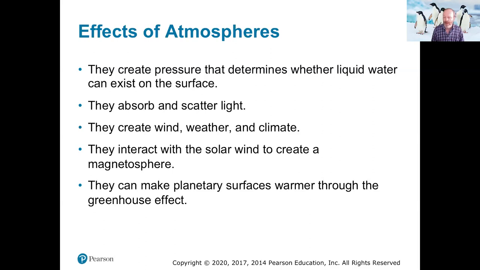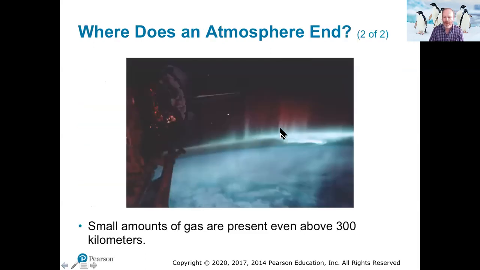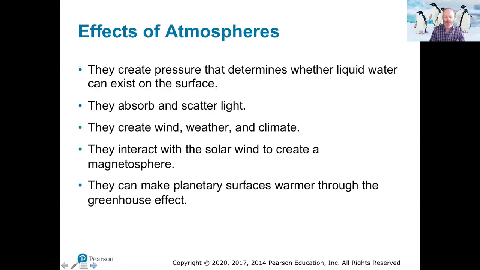Atmospheres absorb and scatter light. When they absorb light, they sort of take on the heat. They create our climate, wind and weather. They create a solar wind interaction with the magnetosphere. That's what you were seeing in the picture before. That's the Aurora, which I believe we've talked about a little bit before. We'll talk about it again here from up above. And it creates a greenhouse effect.